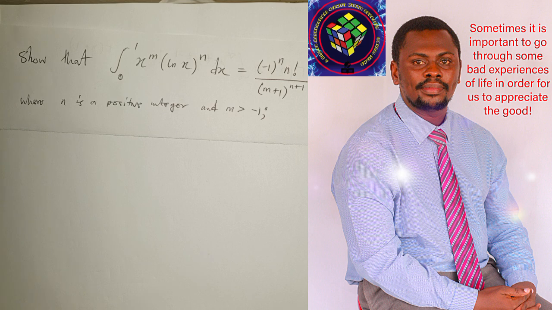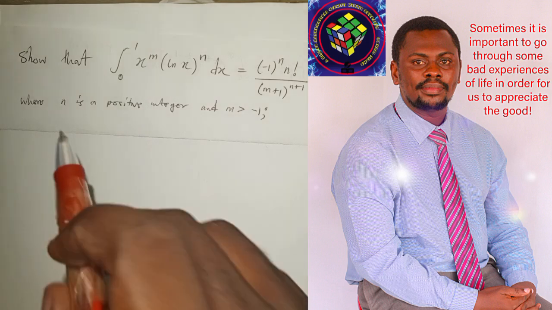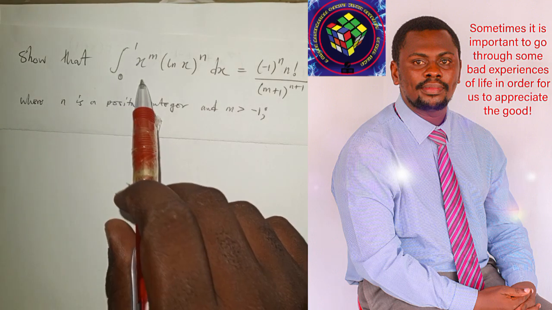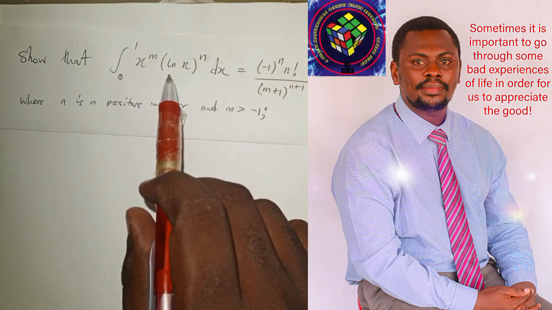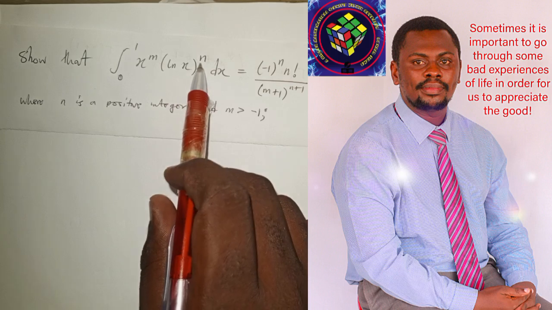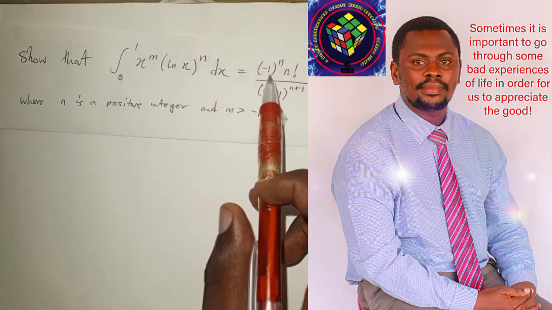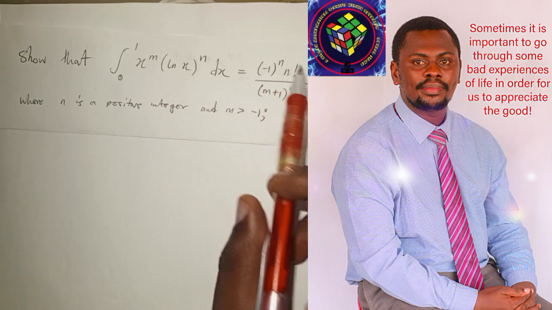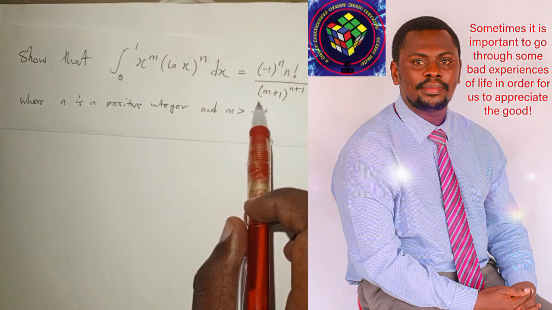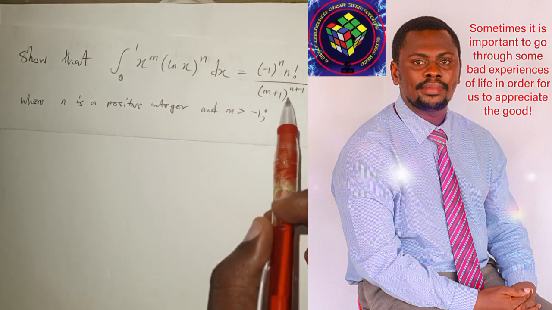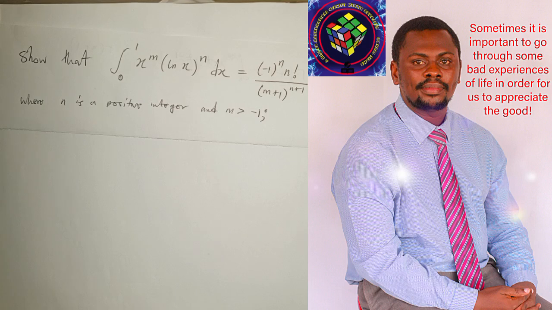We continue on gamma functions. I show that the integral from 0 to 1 of x to the power m, natural log of x to the power n with respect to x is equal to minus 1 to the power n, n factorial over m plus 1 to the power n plus 1, where n is a positive integer and m is greater than minus 1.